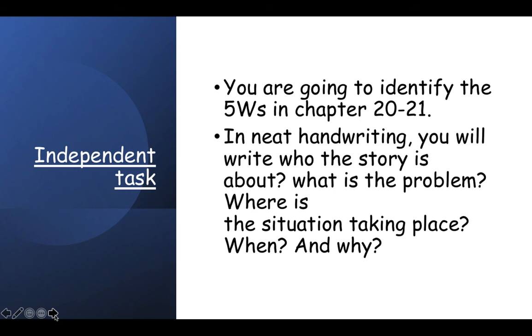Right, so your task today, you're going to find the 5 W's in both chapters 20 and 21. So remember who, what, where, when, and why. Okay? In neat handwriting, you will write who the story is about, what is the problem in both chapters, where is the situation taking place, when and why.